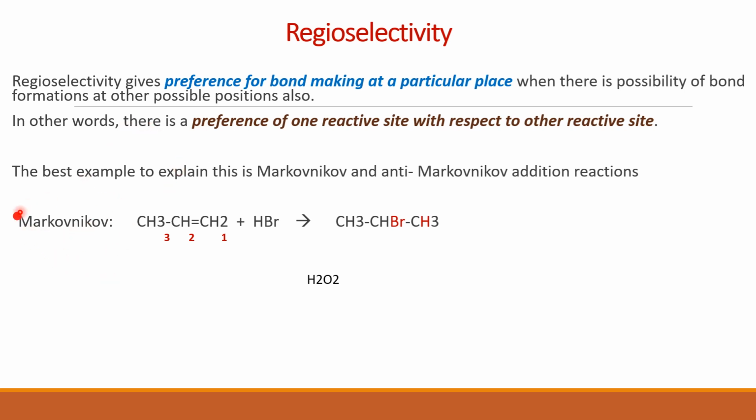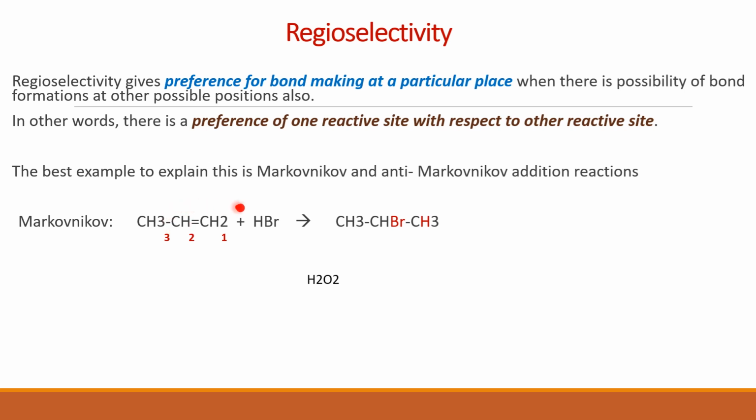Now you are well aware of Markovnikov's rule. Yes or no? What is Markovnikov's rule? The negative part of the reagent goes to the carbon having less number of hydrogens. Which is your less number of hydrogens? This carbon is having less number of hydrogen.